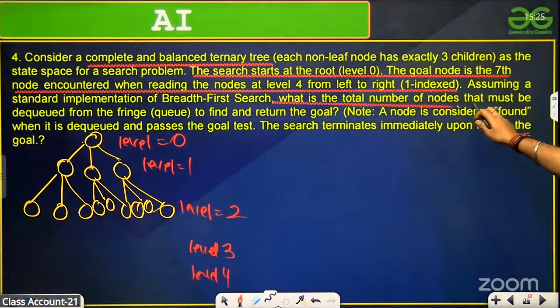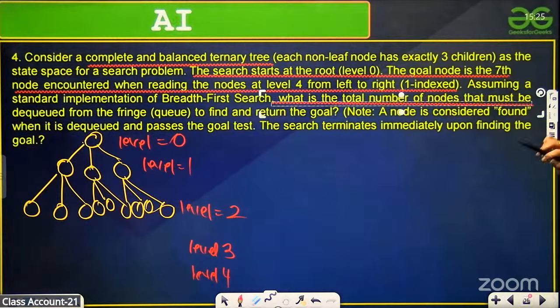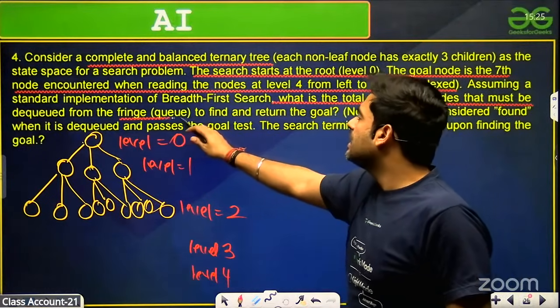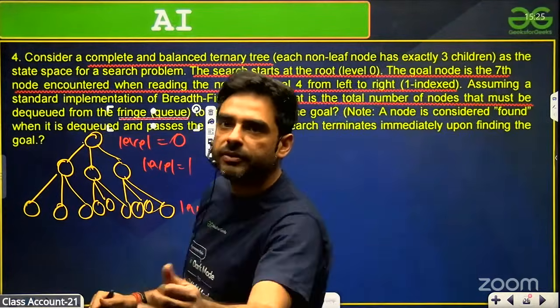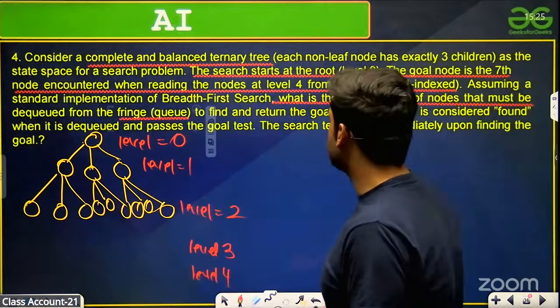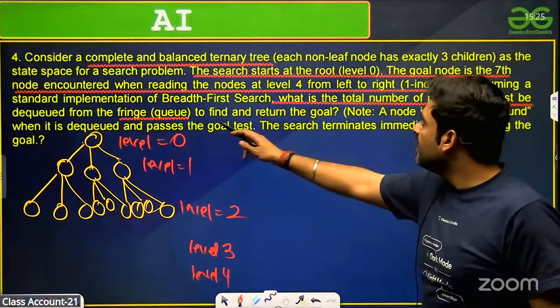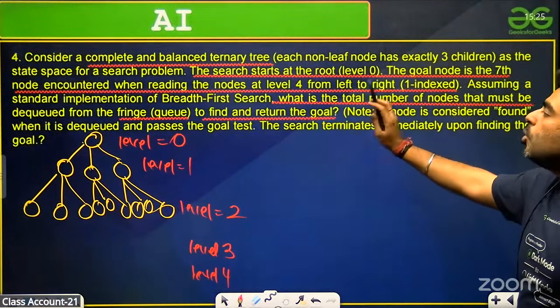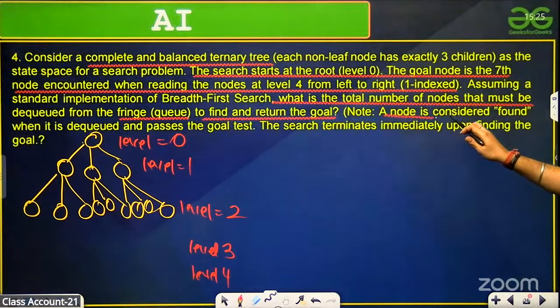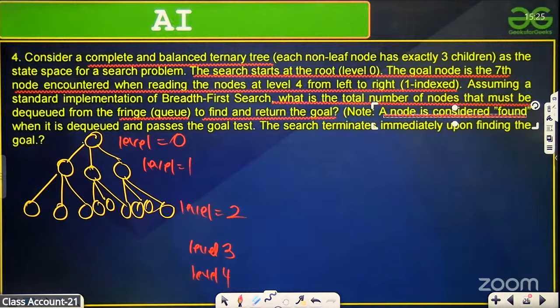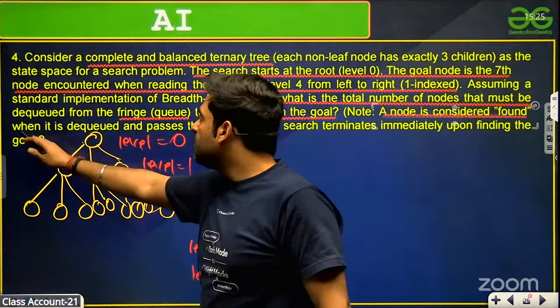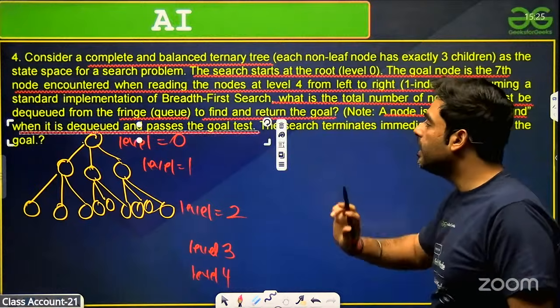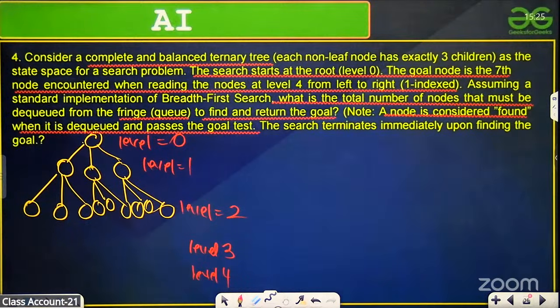What is the total number of nodes that must be dequeued from the fringe? Fringe is another name for queue. Okay, you should remember it. To find and return the goal. And he has said a node is considered found when it is dequeued and passes the goal test.